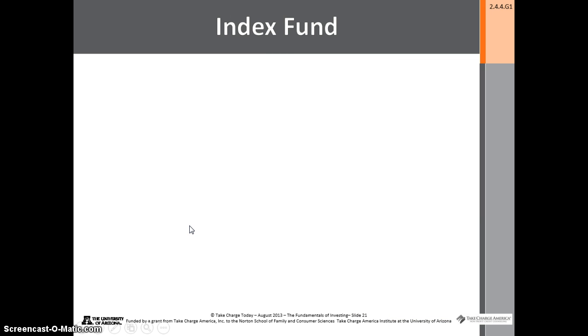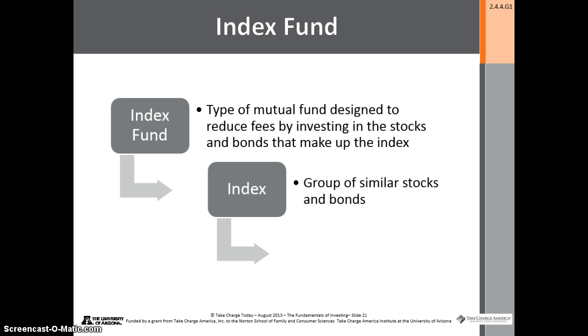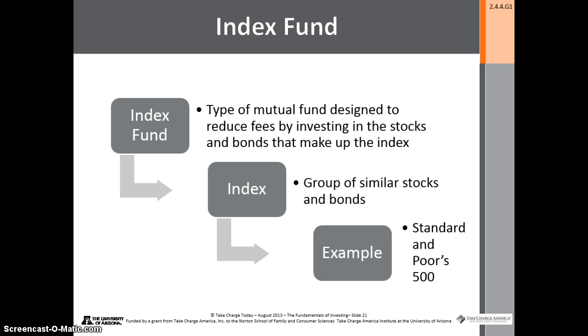The next concept we need to talk about is index funds. The stocks and bonds that make up a mutual fund are chosen by fund managers. The stocks and bonds that make up an index fund are based upon a particular index. So it's a type of mutual fund designed to reduce fees by investing in the stocks and bonds that make up the index. An index is a group of similar stocks and bonds. Some examples are the Standard and Poor's 500.